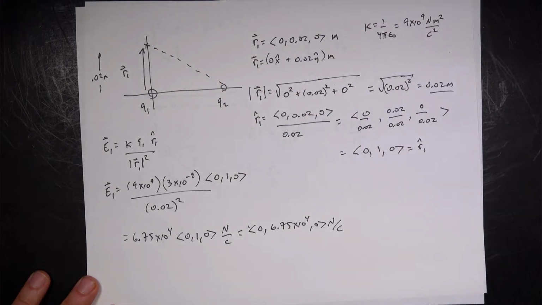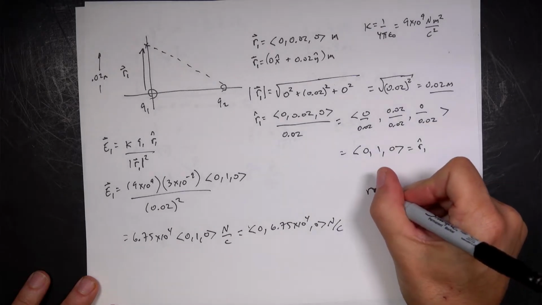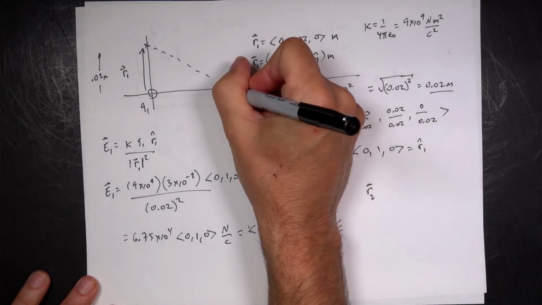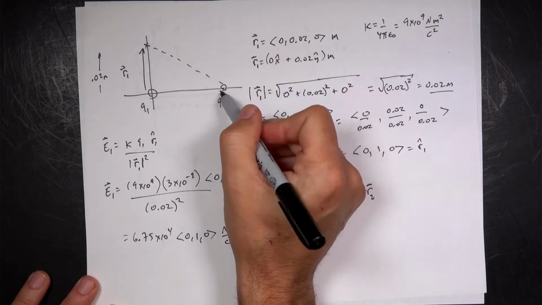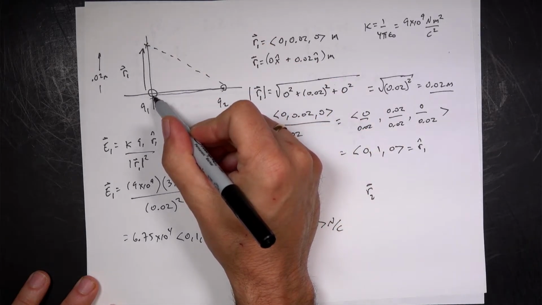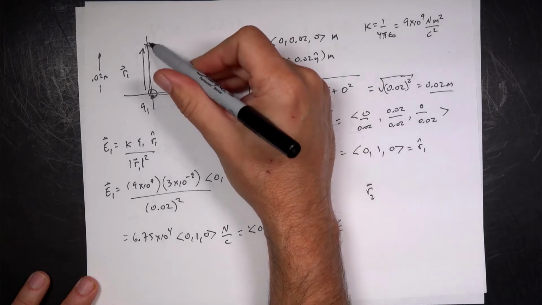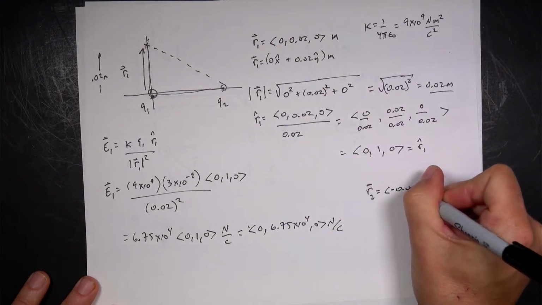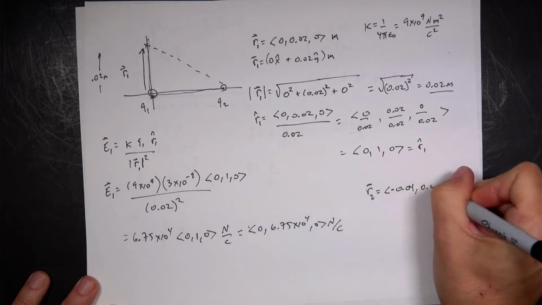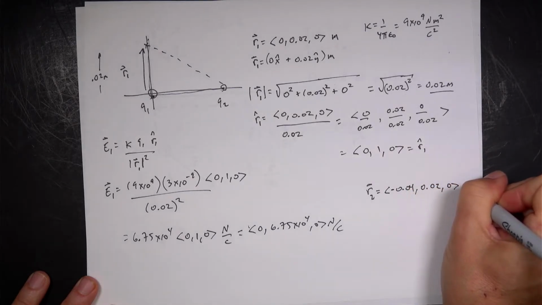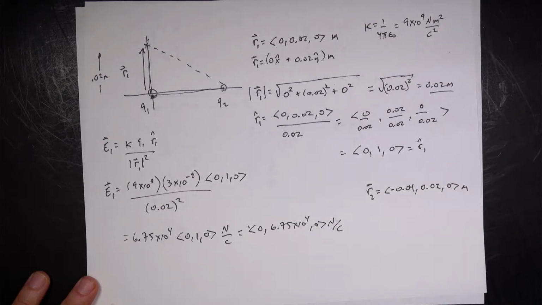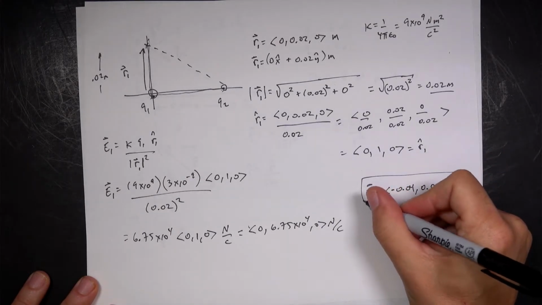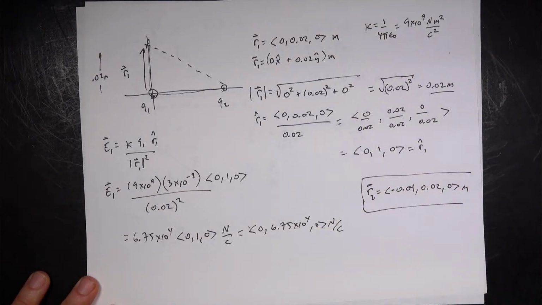So there's more than one way to do this, but I can go ahead and see R2. If I start from here and I want to end up there, I'm going to go negative 0.04 in the x direction, and then I'm going to go 0.02 in the y direction. So R2 is going to be negative 0.04, 0.02, 0 meters. Okay, so that's important. But other than that, I'm going to use the same procedure.